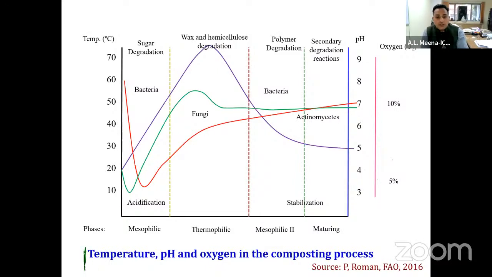Now, this is the figure which tells about the temperature, pH, and oxygen in the composting process. If you see, the first phase is the mesophilic phase, then second will be thermophilic, then mesophilic second, and then the maturation phase.